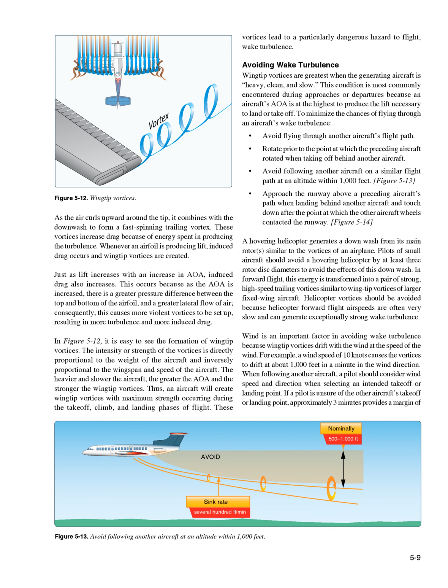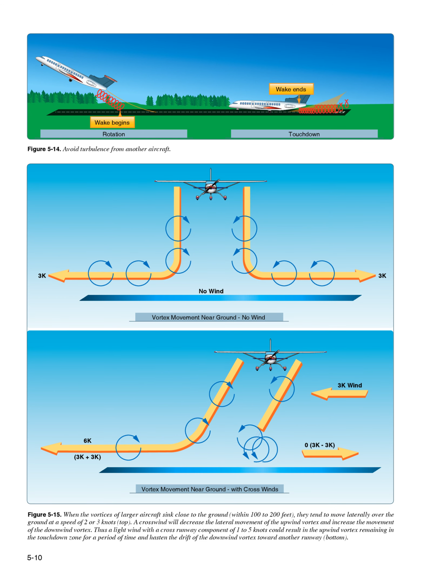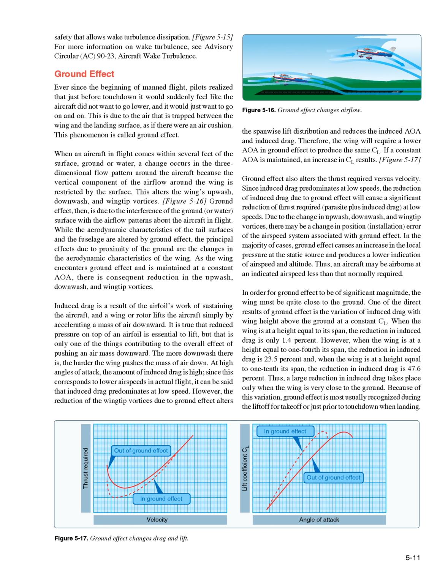If a pilot is unsure of the other aircraft's takeoff or landing point, approximately 3 minutes provides a margin of safety that allows wake turbulence dissipation. Thus, a light wind with a cross-runway component of 1 to 5 knots could result in the upwind vortex remaining in the touchdown zone for a period of time and hasten the drift of the downwind vortex toward another runway. Figure 5-15. For more information on wake turbulence, see Advisory Circular (AC) 90-23, Aircraft Wake Turbulence.